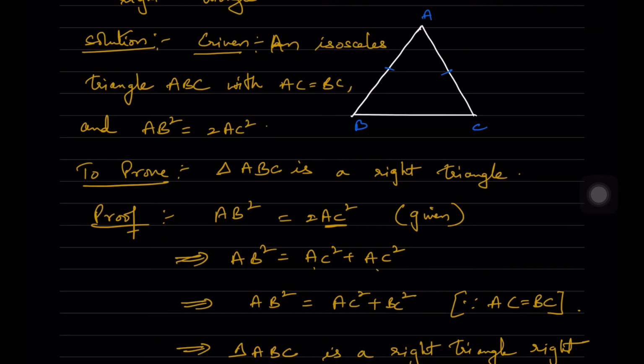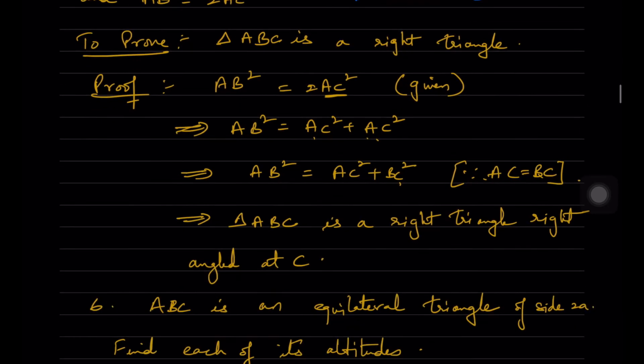Now one of the AC you write it as BC, because AC is also equal to BC. Therefore AC square plus BC square is equal to AB square. It is nothing but the hypotenuse square is equal to the sum of squares of the other two sides, which implies that triangle ABC is a right angle triangle, right angle at C.